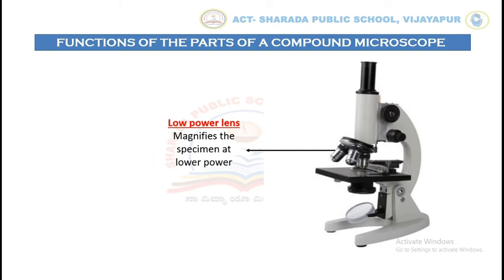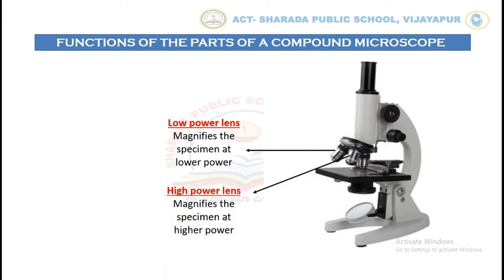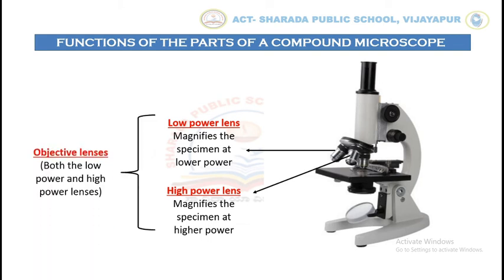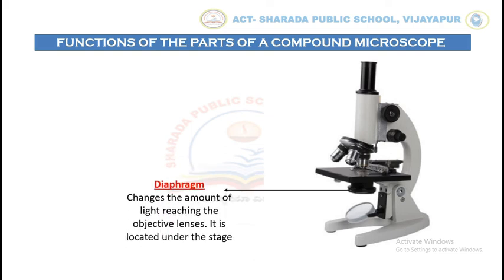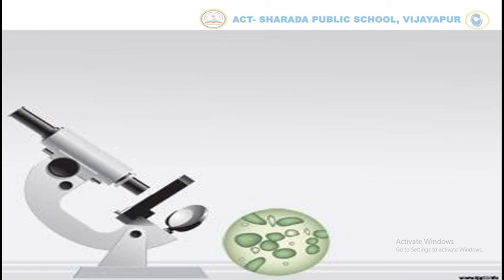The low power lens magnifies the specimen at lower power, while the high power lens magnifies the specimen at higher power. Together, they are called the objective lenses. The stage clips hold down the slide with the specimen. The diaphragm changes the amount of light reaching the objective lenses. It is located under the stage.